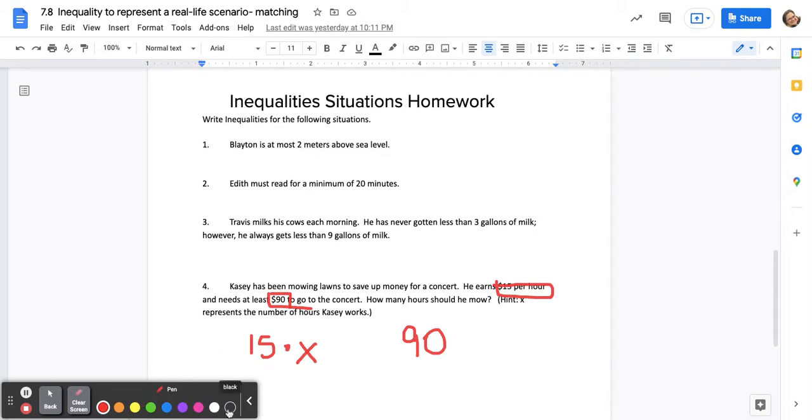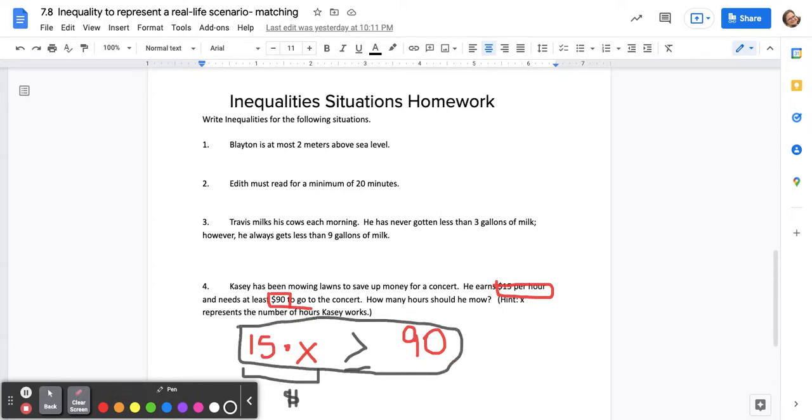We know which one of those has to be bigger. This represents the total amount of money he makes. If that was greater than 90, it would work. We could go to the concert. If it was $100, it would work. If it was exactly 90, it would work. He could still go to the concert. So my final inequality is 15 times x is greater than or equal to 90.